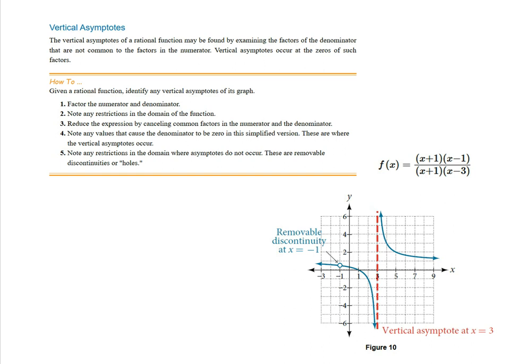For participation activity number 11, I need to explain some stuff here. It goes over vertical asymptotes and horizontal asymptotes, but there's also this thing called discontinuities, where there are holes in the function. Vertical asymptotes are the easy ones. You're looking for where there's an imaginary vertical line that the graph doesn't cross over. That's what an asymptote is.